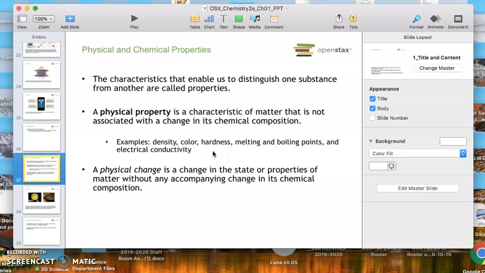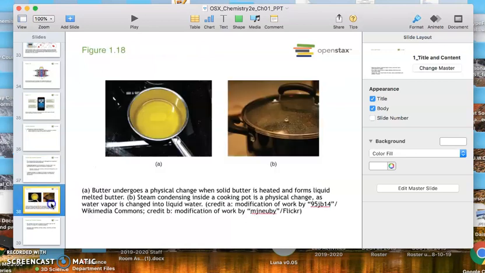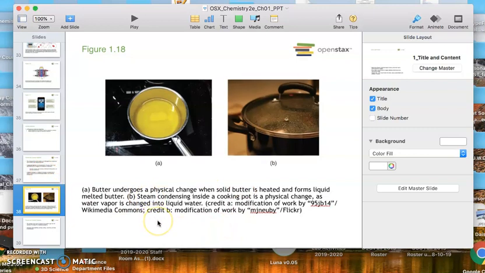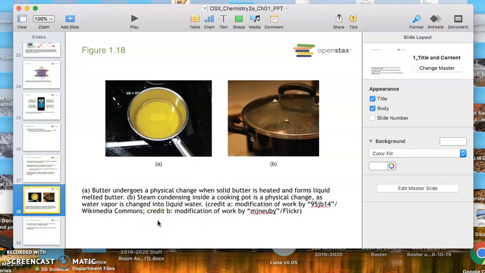And so a physical change is if the substance doesn't really change chemically, but it changes in terms of the states or the properties of matter without any chemical change occurring at all. So you've observed chemical or physical changes before. We see them all the time.